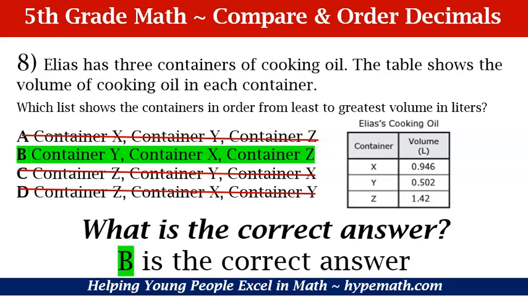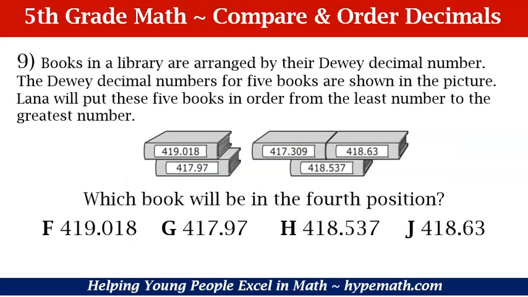Let's move to question number 9. Question number 9 says, books in a library are arranged by their Dewey Decimal Number. The Dewey Decimal Numbers for 5 books are shown in the picture. Lana will put these 5 books in order from the least number to the greatest number. Which book will be in the 4th position?